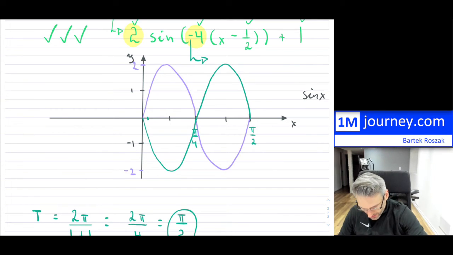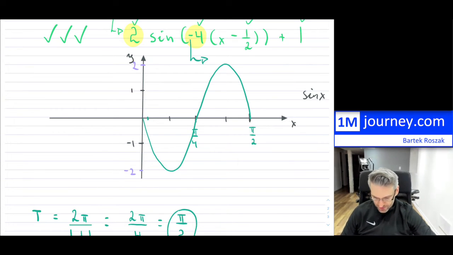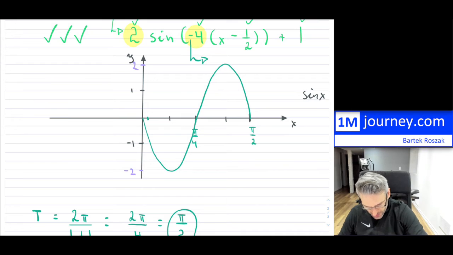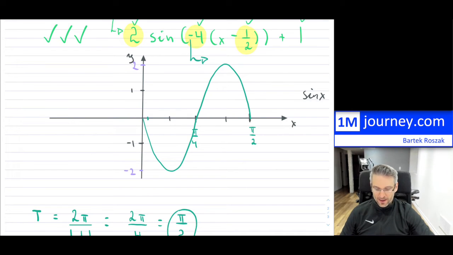Now I'm going to remove this. So this is so far. Now what else do I have? Well, I'm going to have to shift this. It looks like it's going to get shifted to the right by a half, by 0.5.